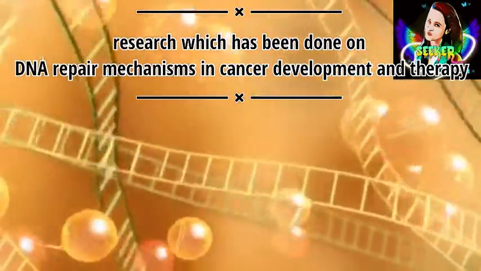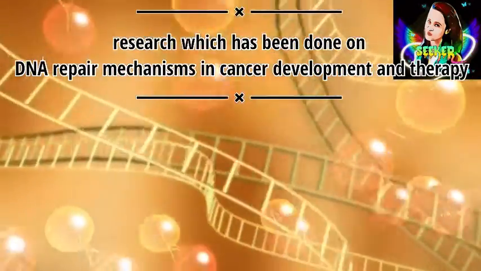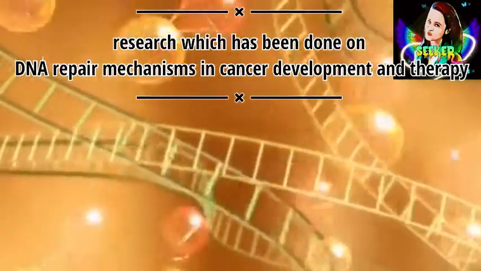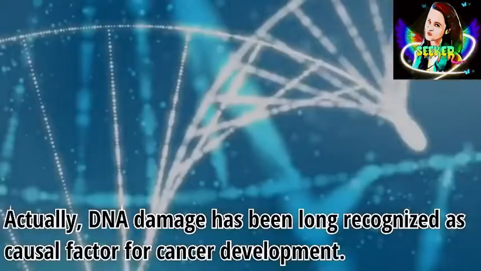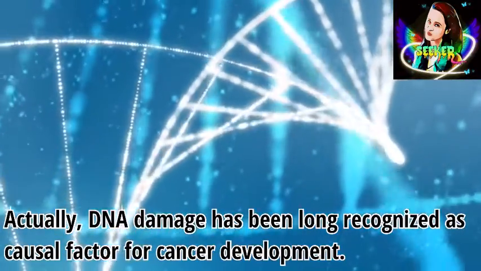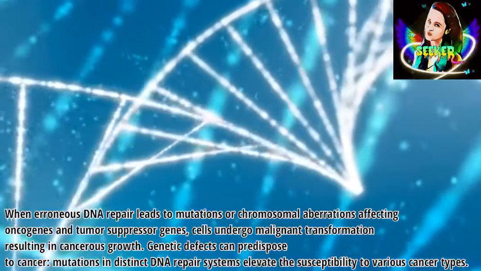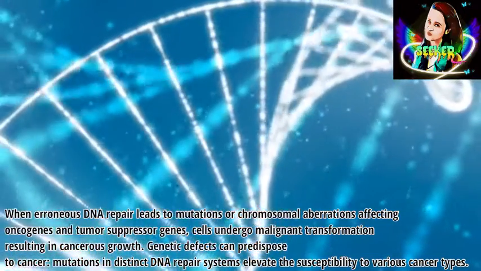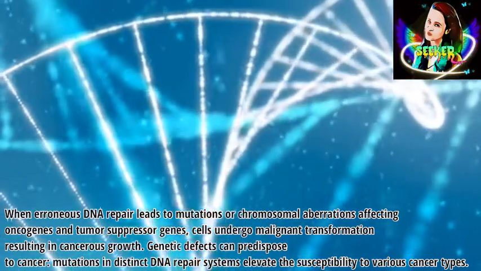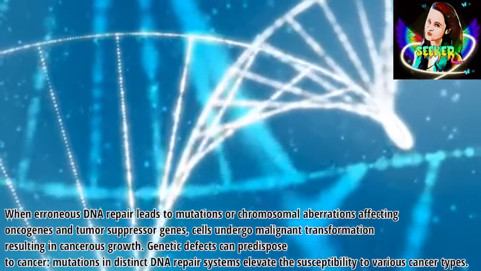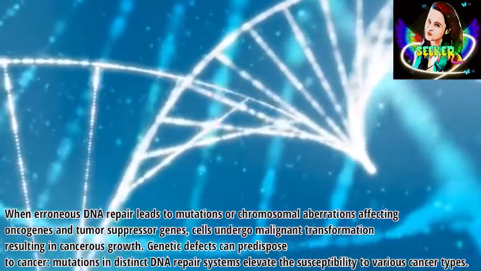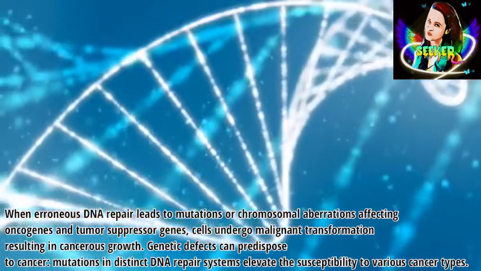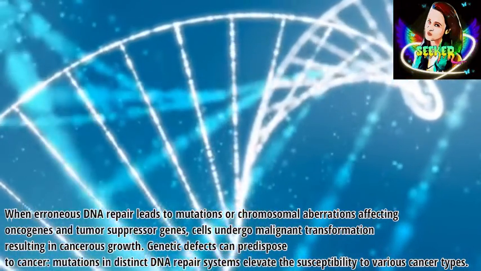Today I'm going to talk about the research which has been done on DNA repair mechanisms in cancer development and therapy. Actually, DNA damage has been long recognized as a causal factor for cancer development. When erroneous DNA repair leads to mutations or chromosomal aberrations affecting oncogenes and tumor suppressor genes, cells undergo malignant transformation resulting in cancerous growth. Genetic defects can predispose to cancer. Mutations in distinct DNA repair systems elevate the susceptibility to various cancer types.